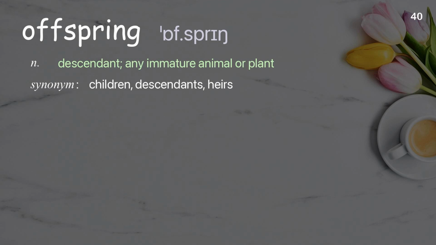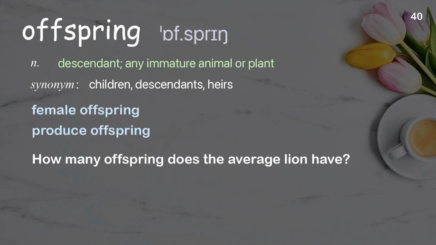Offspring. Descendant, any immature animal or plant. Examples: Female offspring. Produce offspring. How many offspring does the average lion have?